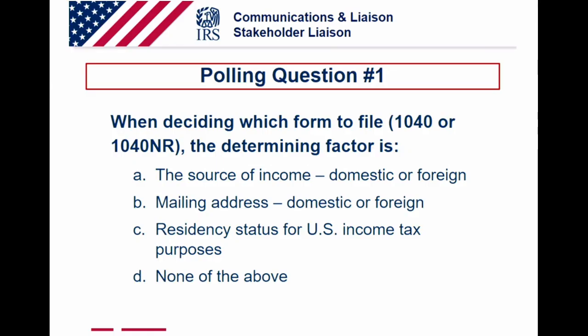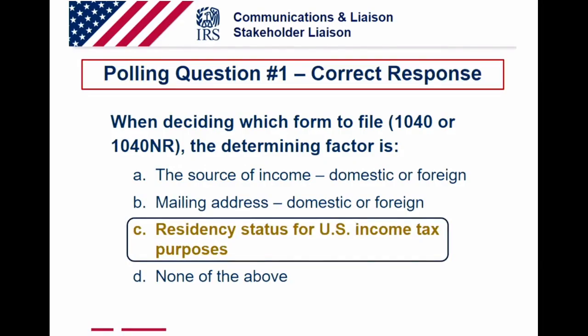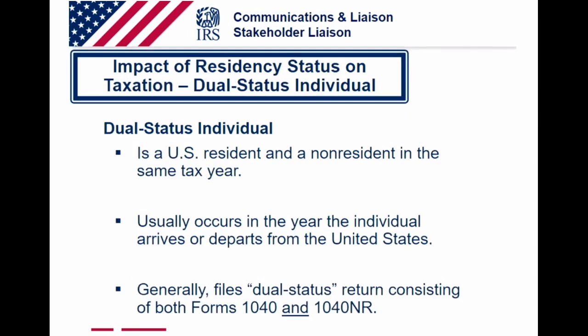Okay, so we're going to go ahead and stop the polling now, and let's share the correct answer on the next slide. And the correct response is C, residency status for U.S. income tax purposes. And I see that 90% of you responded correctly, so that is a great response rate. Okay, Kathy, I'm going to turn it back to you.